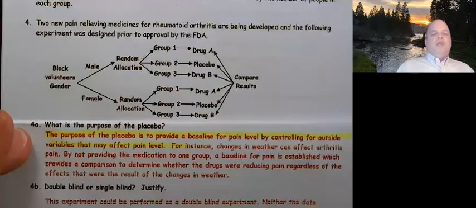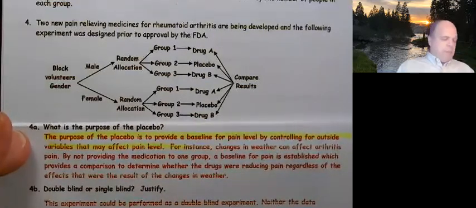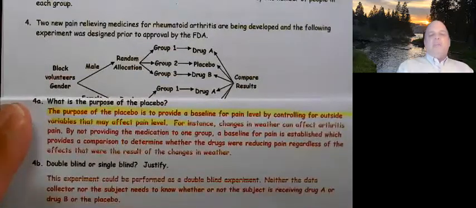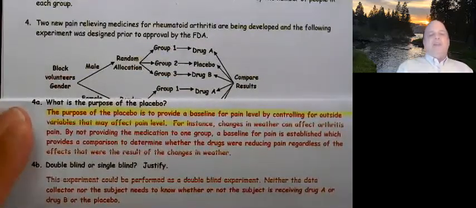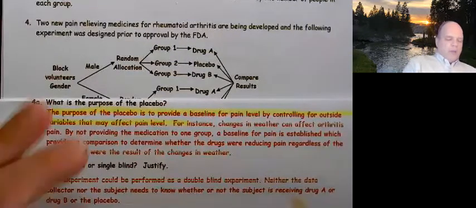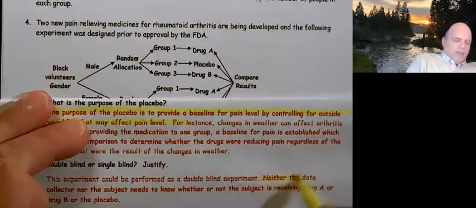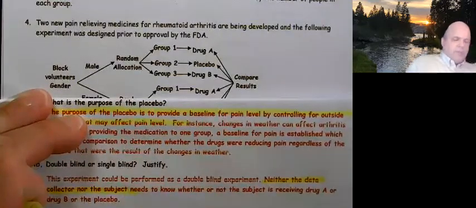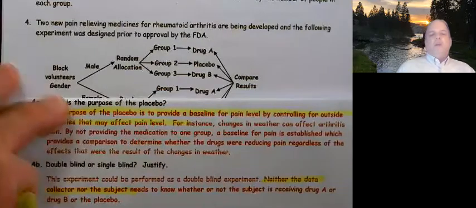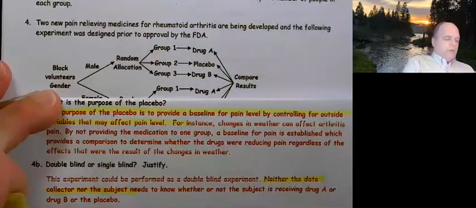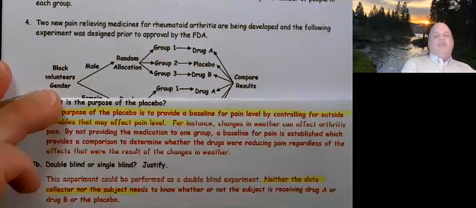Could this experiment be performed double blind? And the answer is yes, it could be performed double blind because neither the data collector nor the subject needs to know which drug they're receiving. So we could disguise what drug they're receiving. You need to say it could be performed as a double blind, and neither the data collector nor the subject needs to know whether they're receiving drug A or B or the placebo.